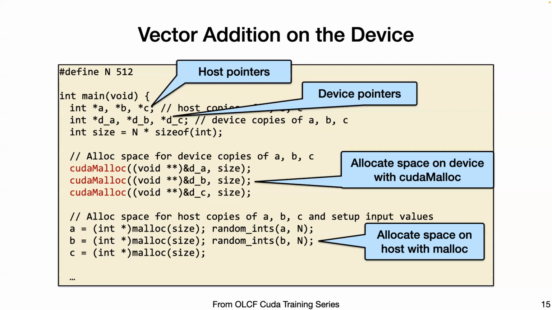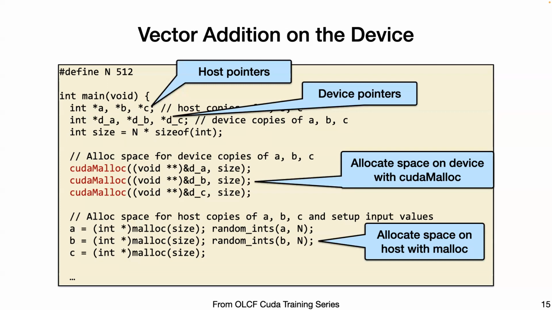And so you call cudaMalloc, which takes an API very similar to C malloc. You pass in the pointer that you want to instantiate, and you pass in the size in bytes that you want. And so you allocate the space on the device using cudaMalloc.